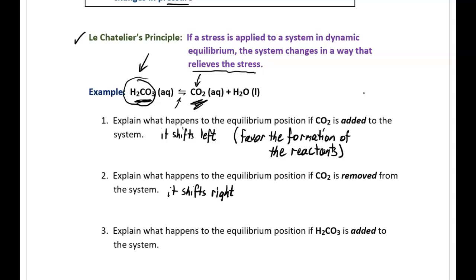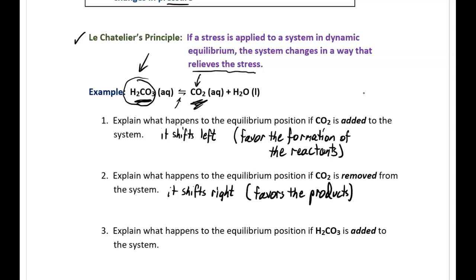Saying that the equilibrium position shifts to the right is another way to say that the forward reaction needs to kick into gear to create some more CO2 to replace what was removed. An alternative way to say this is this favors the formation of the products, or favors the products. Short way to say that.